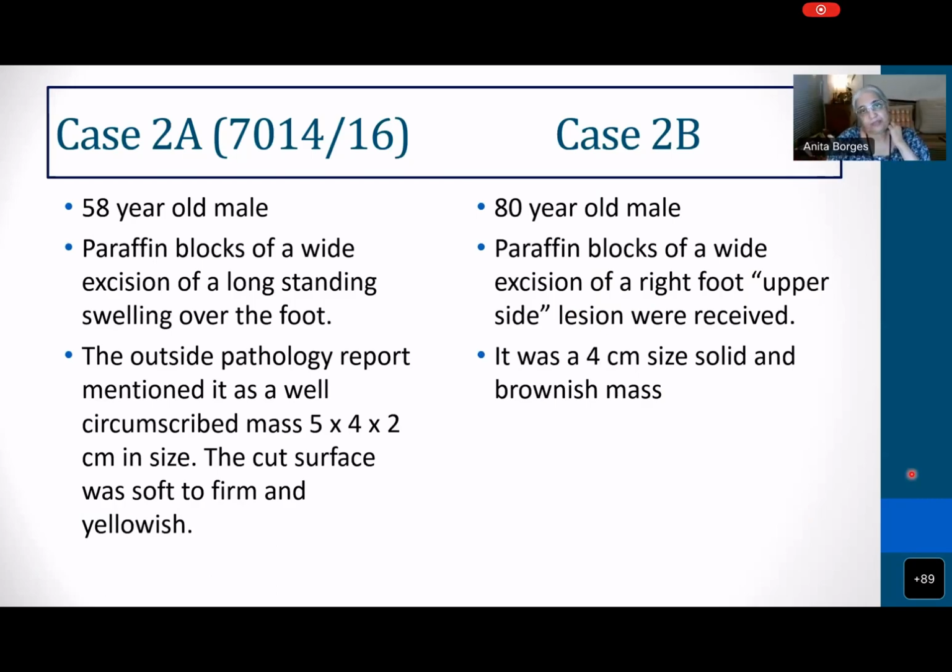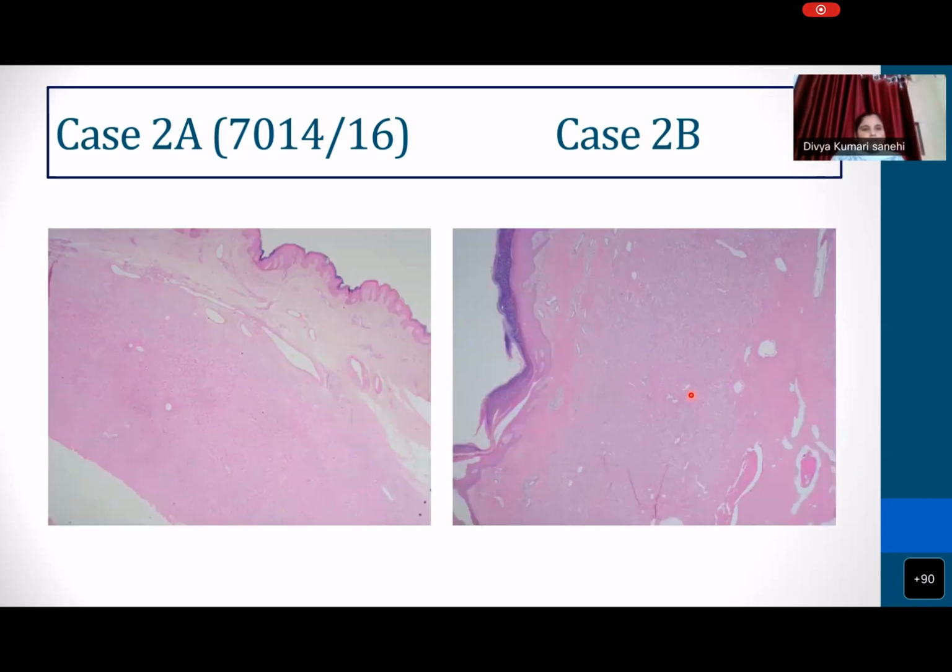Right. Case 2B, 80-year-old male, paraffin block of wide excision of a right foot lesion. It was a 4 cm solid and brownish mass. All right. Very good. Now come on, tell us. You saw that previous case, right? Yes, ma'am. So is this similar in any way? No, ma'am. Both of them are similar lesions, but they're just two cases that we had together.